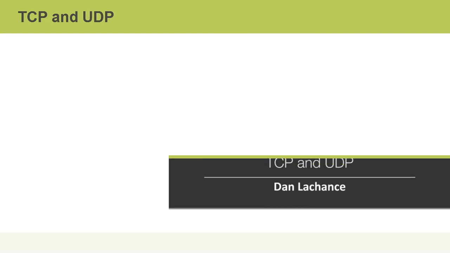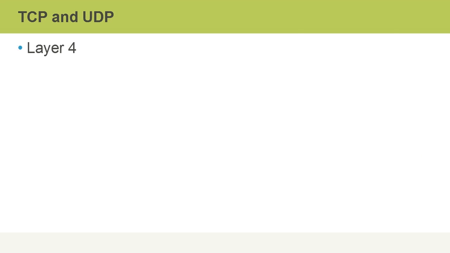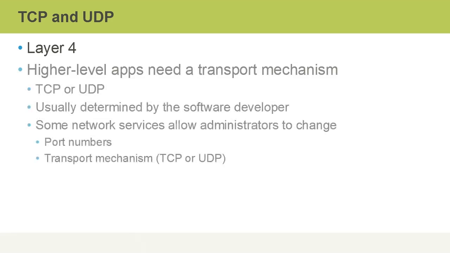In this video, we'll talk about TCP/IP's transport mechanisms, TCP and UDP. TCP and UDP are protocols that apply to layer 4 of the OSI model. Higher level apps need some kind of a transport mechanism, and that comes in the form of either TCP or UDP. Usually, it's determined by the software developer, but some network services will allow admins to change whether the listening port number listens on TCP or UDP.